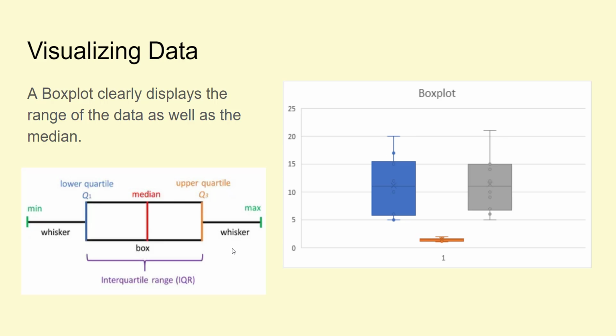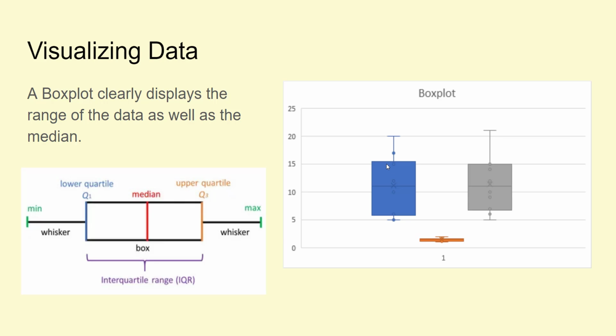Your right side or your upper side here is your max. These are called the whiskers, and so this would give us our max value of 20. So for the blue, the data that is highlighted in blue here, the max value is 20. The minimum value would be this lower whisker or the one on the left, and in this case it was 5. The bar in the middle is distinguishing the median. So in this case, the median was something like 11.